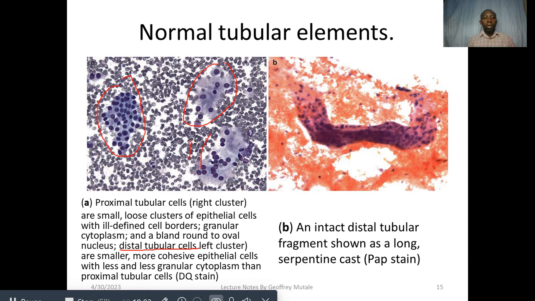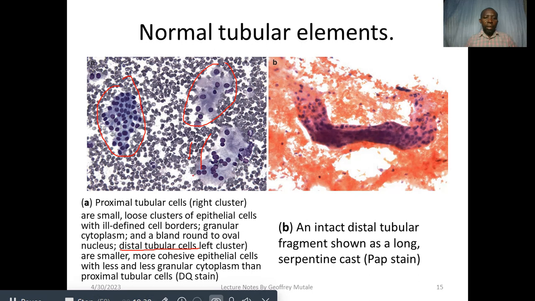These ones are the proximal tubular cells on the right, and they are characterized by being small, and we can see they are small compared to these ones on our left. Loose clusters of epithelial cells with ill-defined cell borders, granular cytoplasm, and bland round to oval nuclei. When we look at these cells clearly, we can see they are oval, round, and discohesive, and the margin of the nuclei is bland.